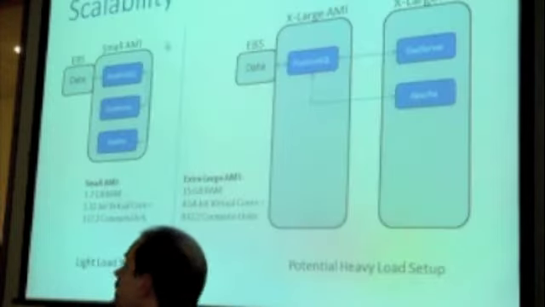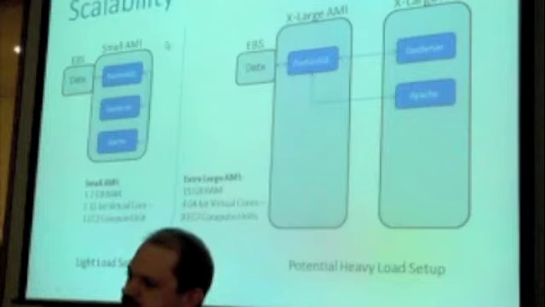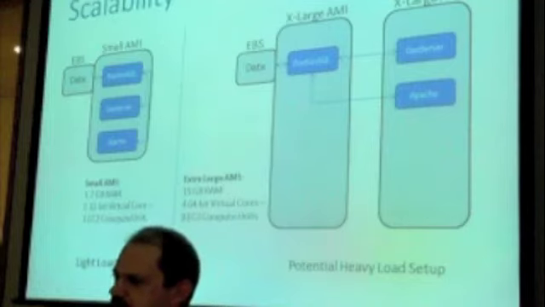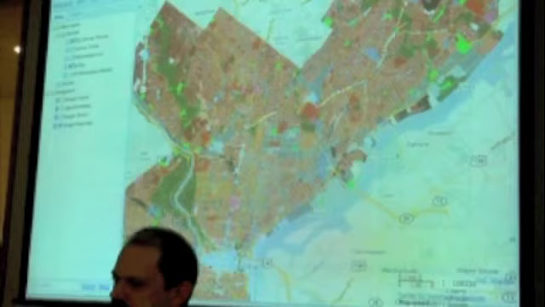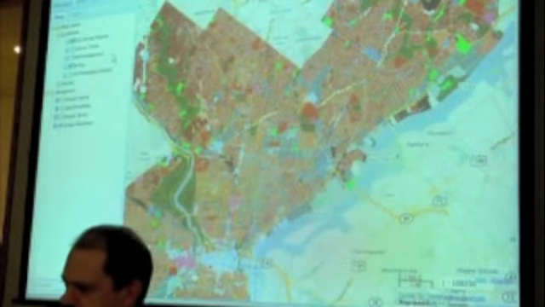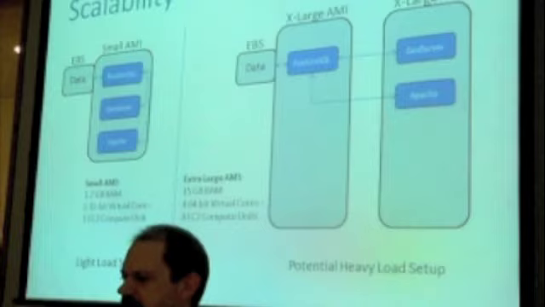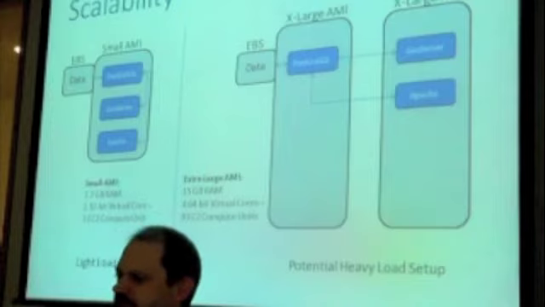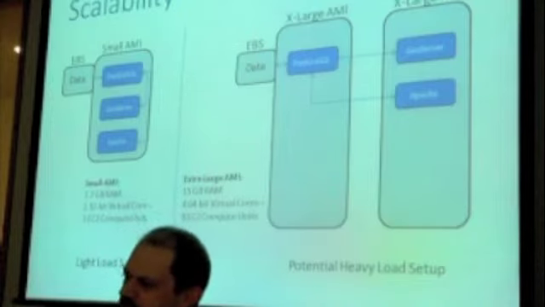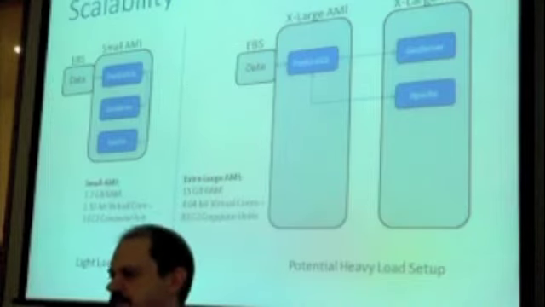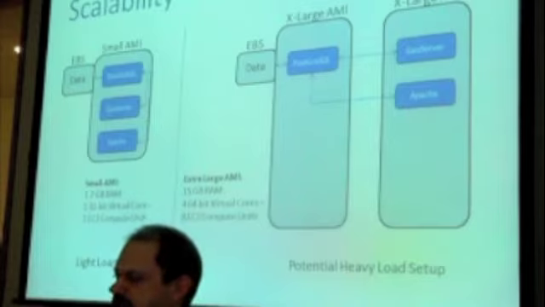In terms of scalability, this shows just 2 examples of what you can do. On the left, you've basically got a light load setup: a small AMI with 2 gigs of RAM and 1 virtual core, and all the software that you need for a typical web mapping application is on there, along with your data attached in an Elastic Block Store.